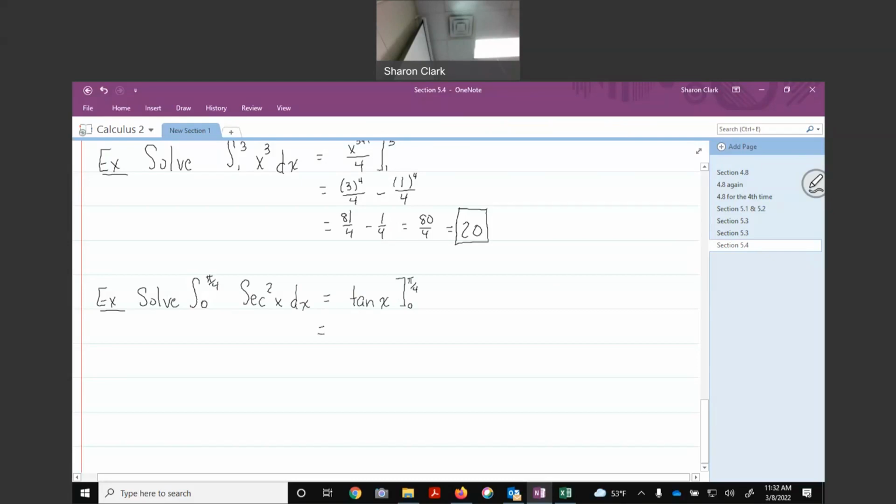No. Reverse. Look at the derivative and go back.